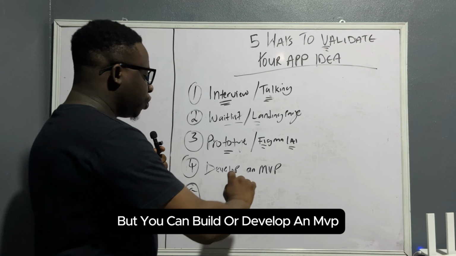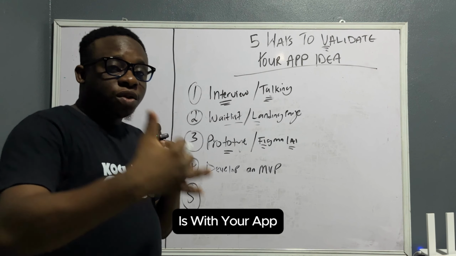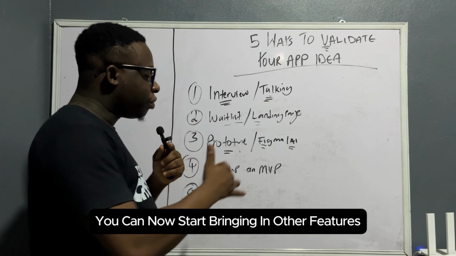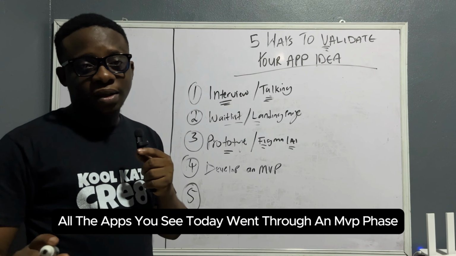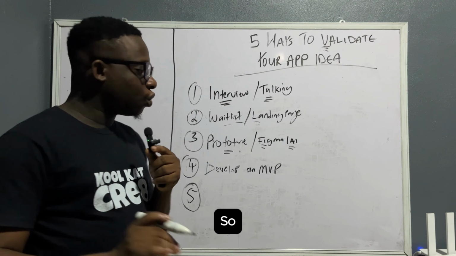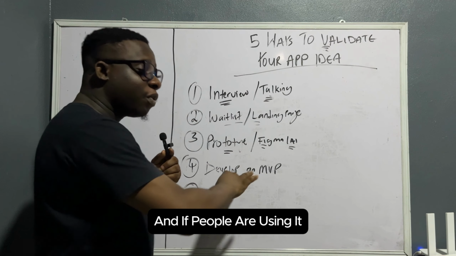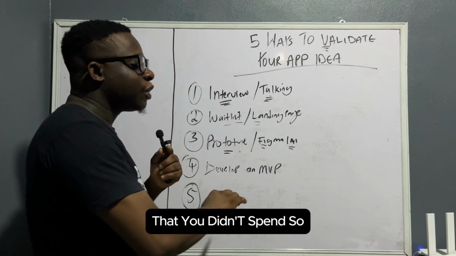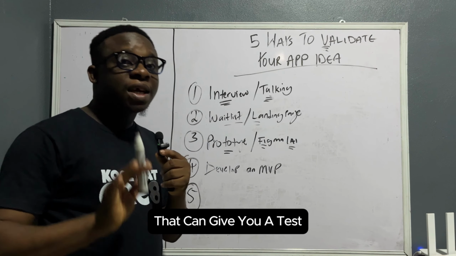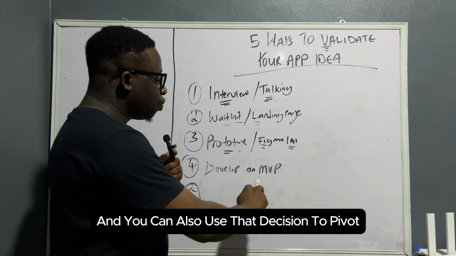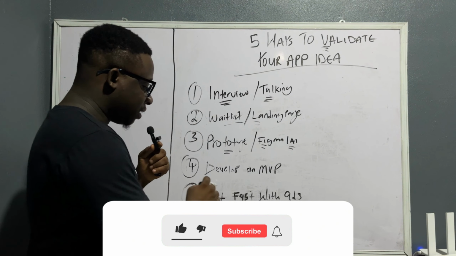But you can build or develop an MVP. When users are at ease with your app, you can start bringing in other features. All the apps you see today went through an MVP phase, as big as they are. So building an MVP would help you validate your app idea. If people are using it, you know that you didn't spend so much to build the full thing. Rather, an MVP gives you a test, and you can also use that to pivot to something else.